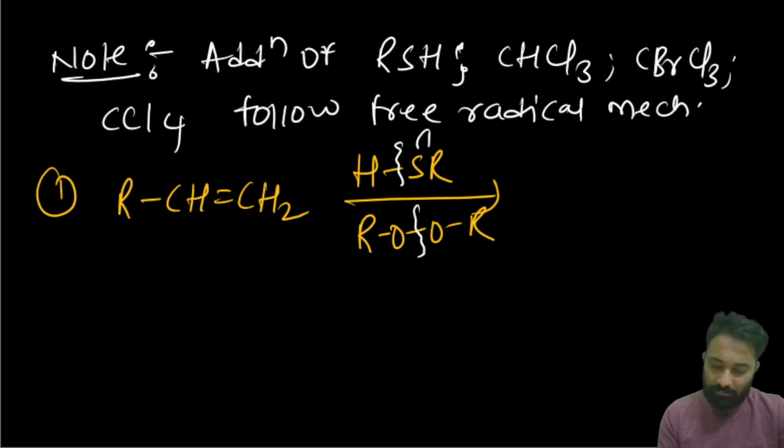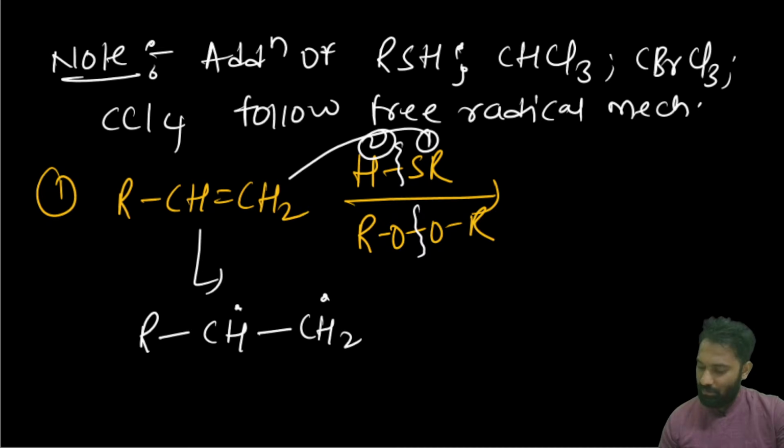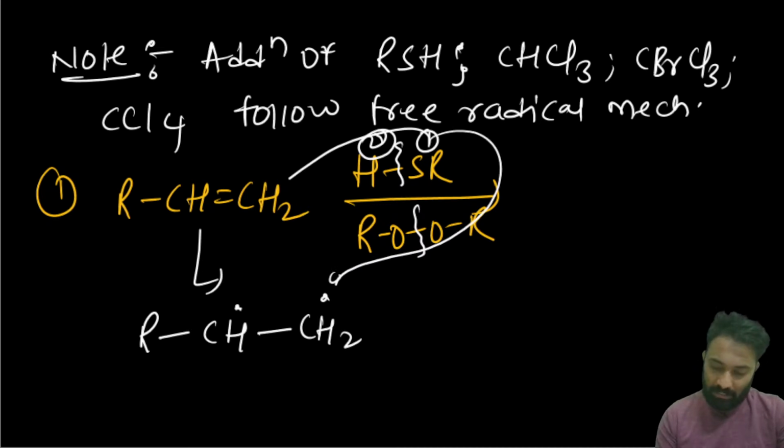Here it is 1 and here it is 2. First, the radical will attack carbon 1. It will also break homolytically, giving an R radical and a Br radical. This radical will go and attack here, and this radical will go and attack here. Then what will it get?